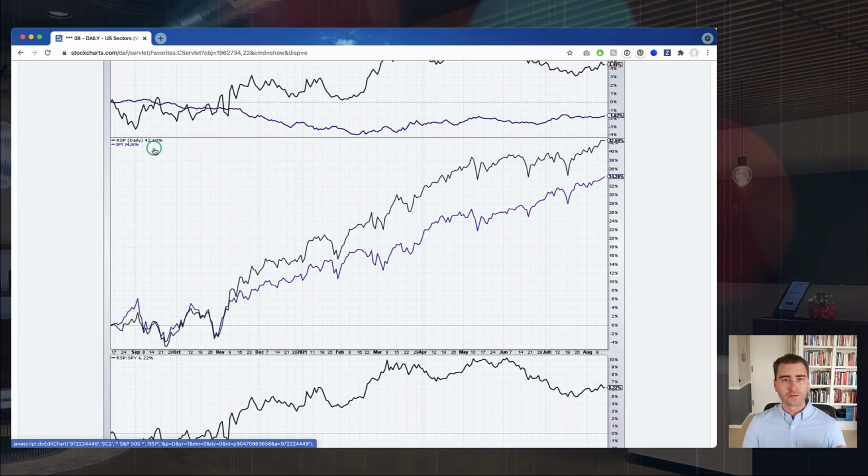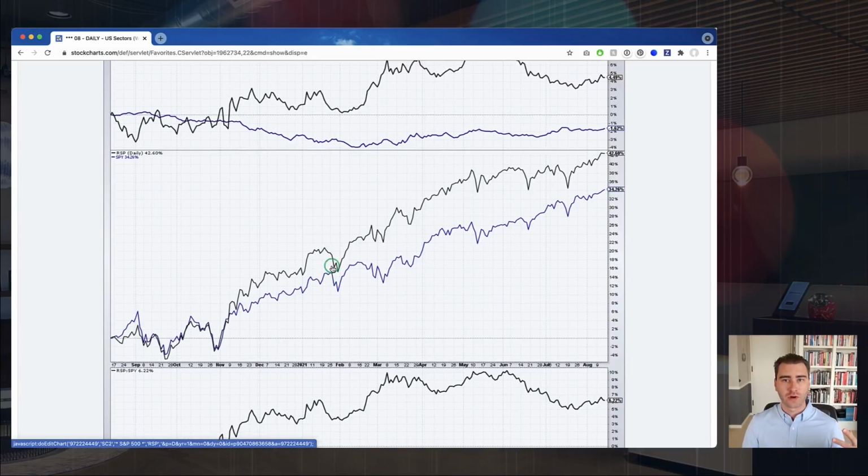So here we've got the equal weight in black and we've got the cap weight in blue for all of these charts. That's going to hold true for all of the sectors as well as we get into it. So here we can see that the black line, which is that RSP equal weight S&P 500, is actually up quite a bit more than the standard or traditional cap-weighted S&P 500. So we can see those percentage returns right there.